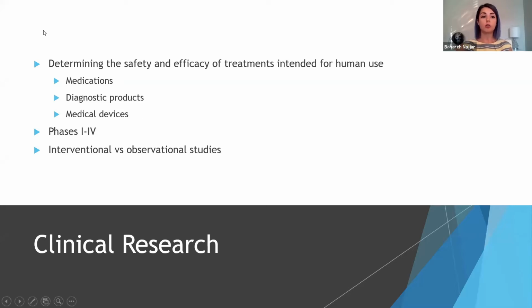And we also have interventional versus observational studies. Interventional studies are studies where we provide a medication or a device, and there is something implicated in the study, versus the observational study, which is purely data collection for analysis.